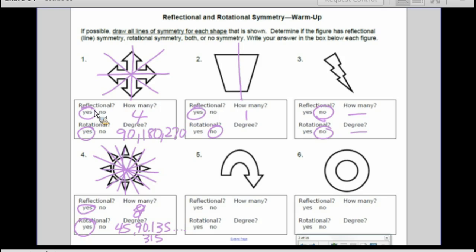Okay. Number 5, reflectional, no. Rotational, no. Number 6, reflectional, yes. How many? Infinite. Rotational, yes. Degrees, also infinite. Moving on to the back.